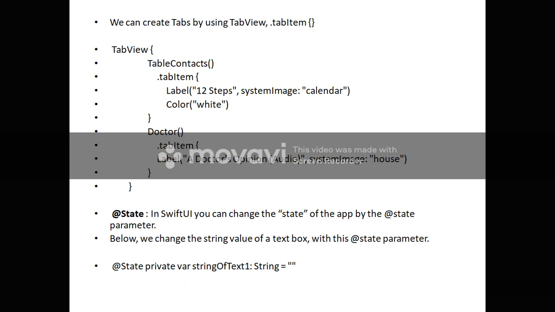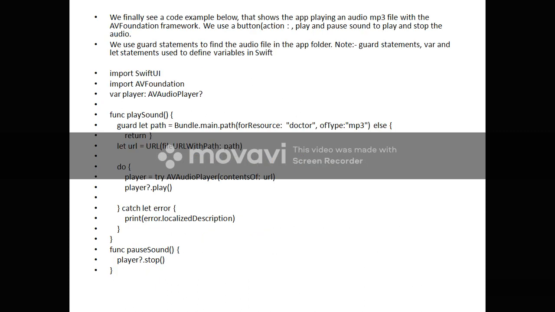In SwiftUI, the @State parameter is used to change the state of the app. Below, we change the string value of a text box with this @State parameter. Finally, we see an example below for playing an audio file and pausing the audio file with AVFoundation. We use guard statements and var and get statements to define variables in Swift.